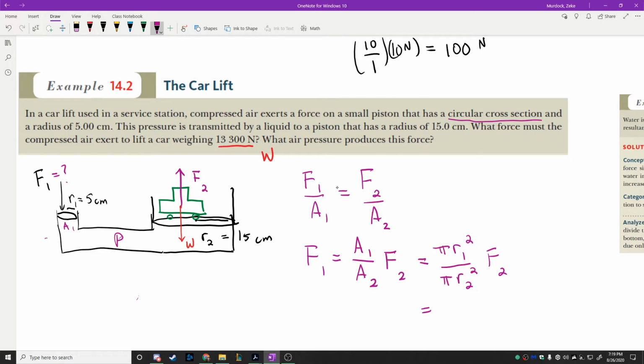Okay. So let's solve this. The pi's cancel out, so we end up getting r1 was 5 centimeters, and then r2 is 15, and then F2 is 13,300. And that's going to give us an answer. 1480, I think, sounds right. Yeah. It's a factor of 9, right? Because 5 over 15 would be 1 over 3, and you square it, so it's 1 over 9.